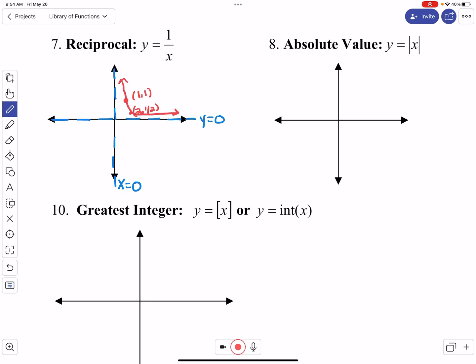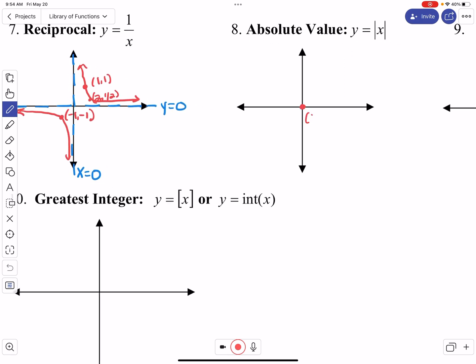And then our other point, we're just going to do one point down here, but notice it runs right up next to the dotted lines, and make sure your graph does not cross the dotted lines. Those are your asymptotes. So that point was -1, -1. All right, our absolute value graph.